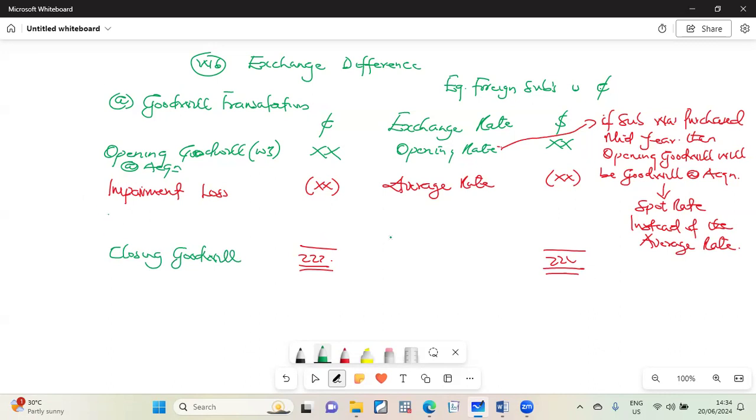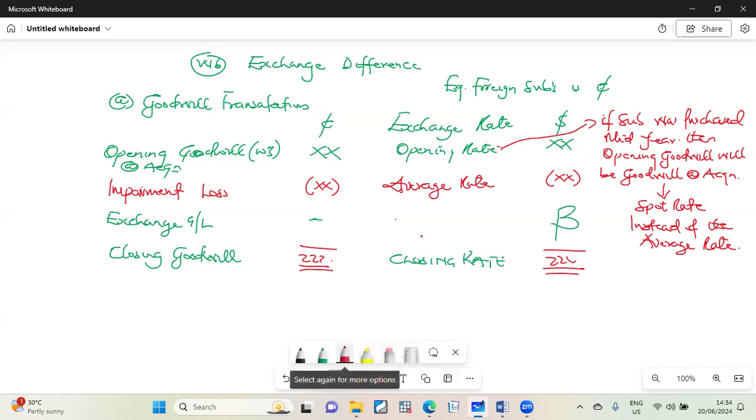Because there is going to be an exchange gain or loss here. But the exchange gain or loss won't be here. It will be the difference, because this closing goodwill will also be translated using what rate? Yes, your guess is as good as mine, the closing rate. So you will see that there is a figure that is not balancing over here, and that will be the exchange gain or loss. So that one is here.